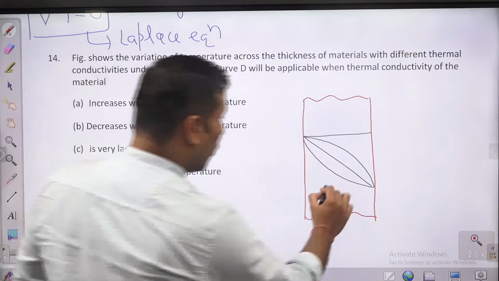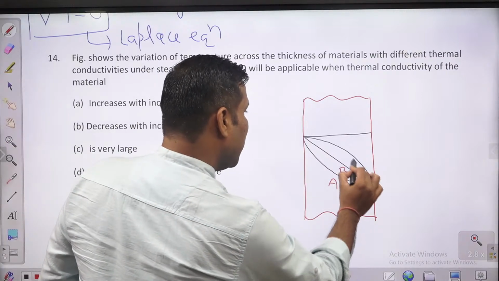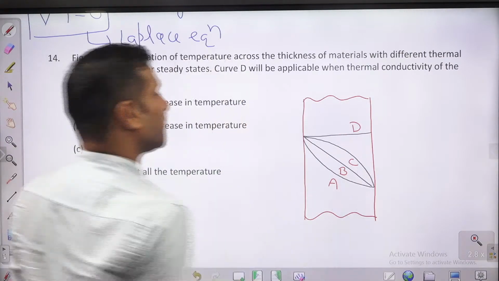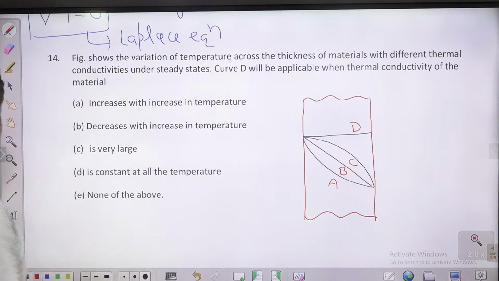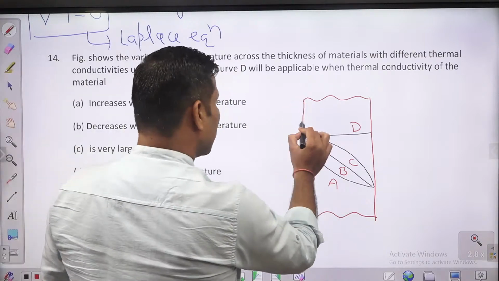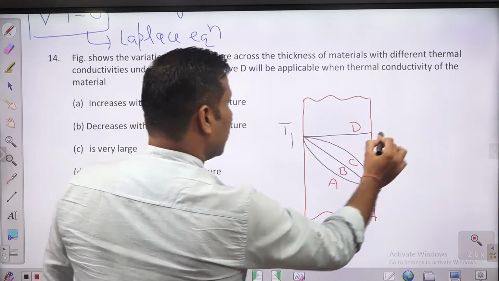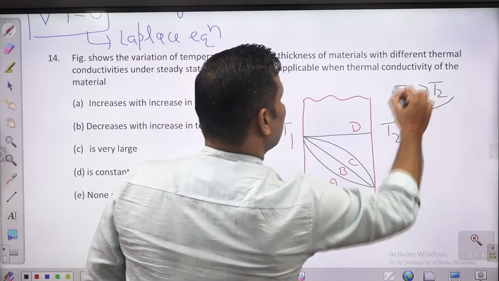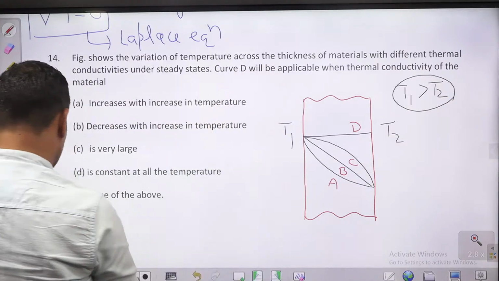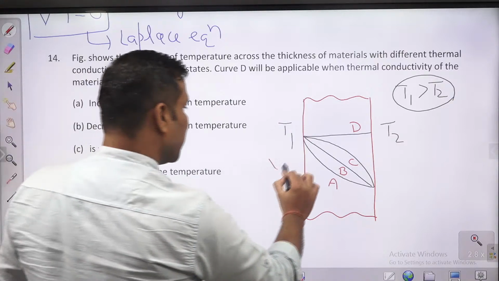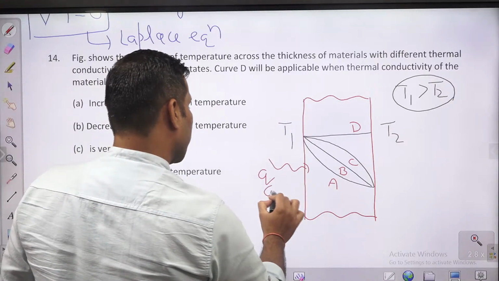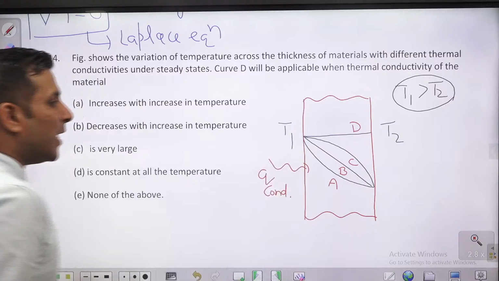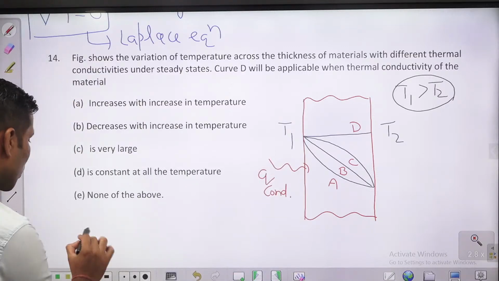So suppose the lowermost curve is A, this is B, this is C, and the upper one is D. Obviously, this is the high temperature, guys. This is the hot temperature body, this is T1, this is T2, and T1 is greater than T2, something like this. It means the heat transfer is taking place in this direction. Q conduction.